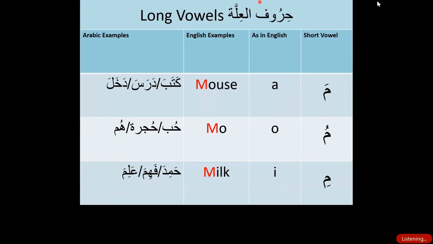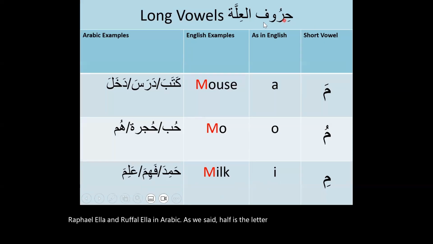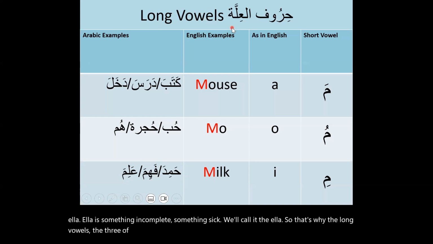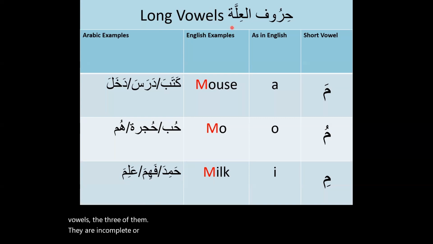حروف العلة. In Arabic, as we said, حرف is the letter, and حروف, letters, is the plural. علة is something incomplete, something sick. We call it the علة. So that's why the long vowels, the three of them, are incomplete or they change from one shape to another. So be careful about that.